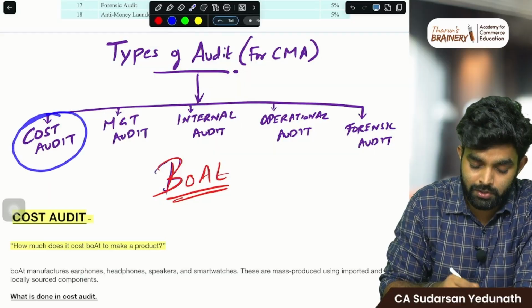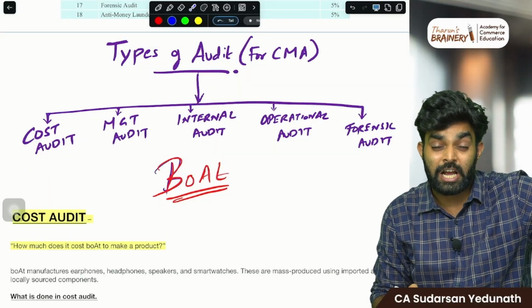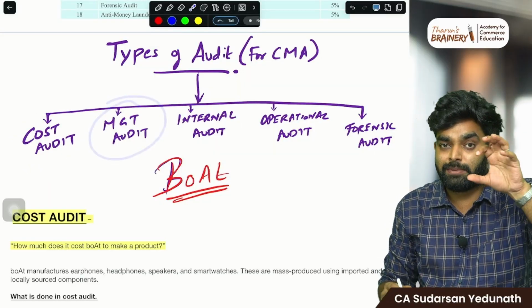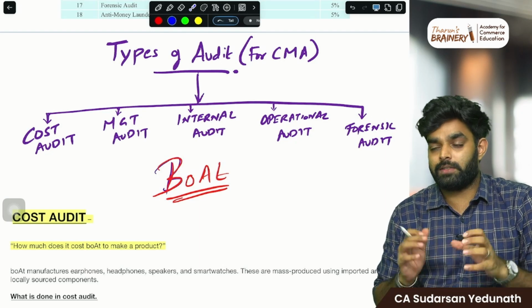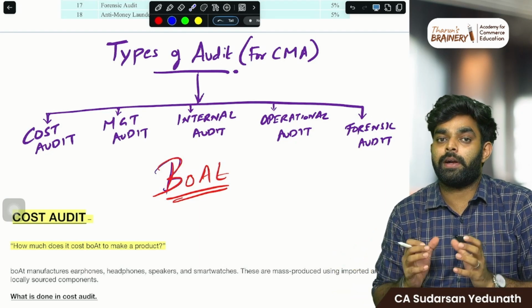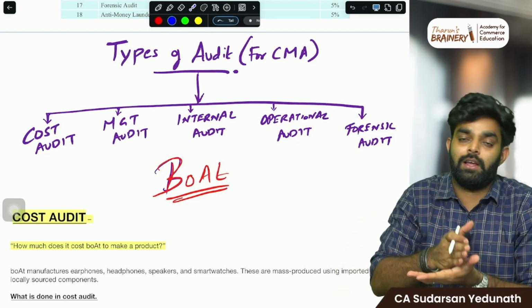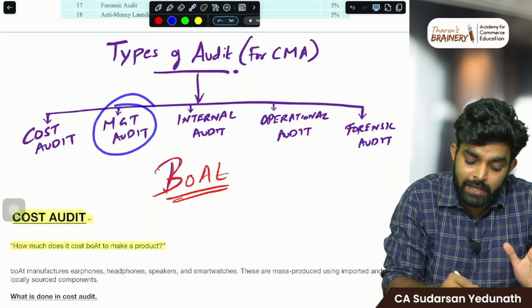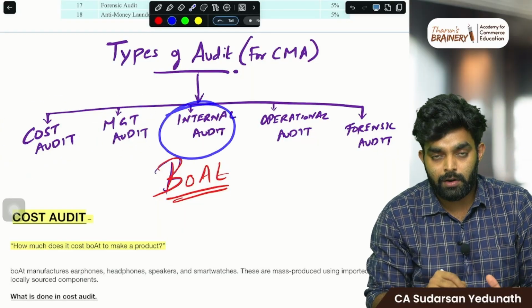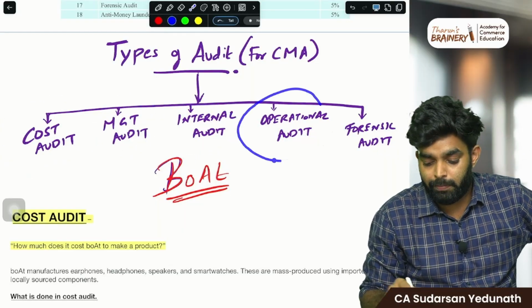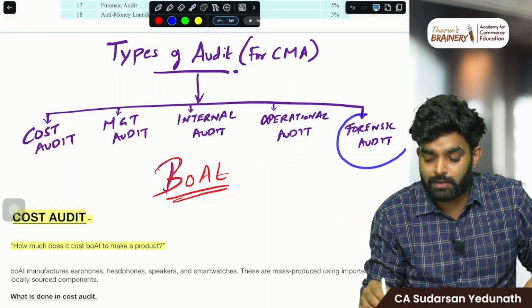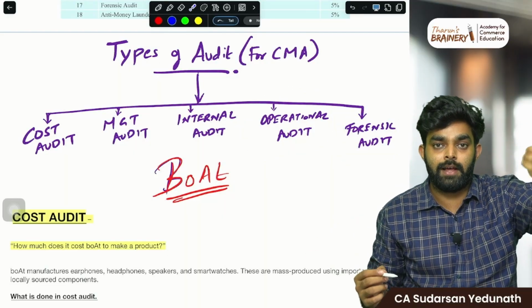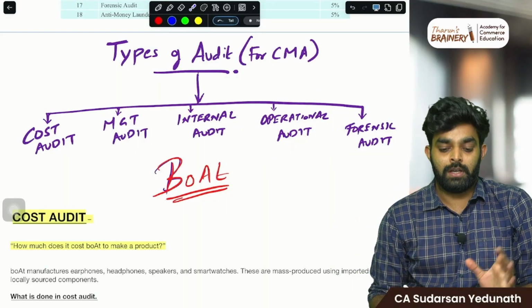Just to summarize, in cost auditing, you will be auditing the cost records. Management auditing covers all the strategic decisions taken by management. Auditor means auditor is a checker. He will be coming and checking everything. Then internal auditing covers internal controls. Then operational auditing covers the operations of the company, and forensic auditing: if you notice a red flag for any fraud, you can do that.